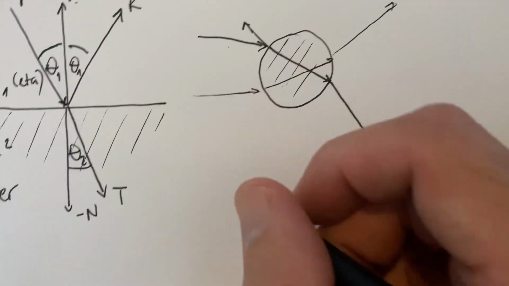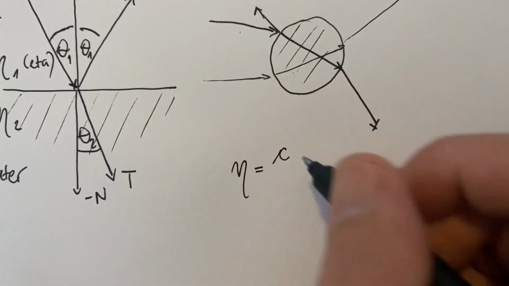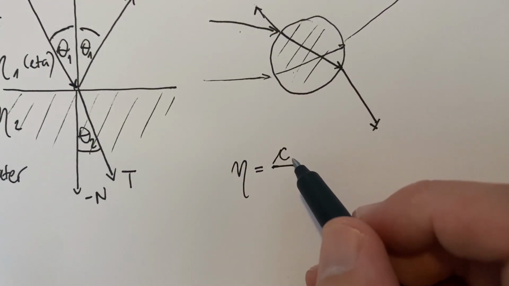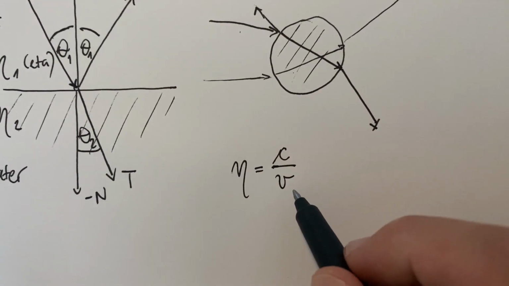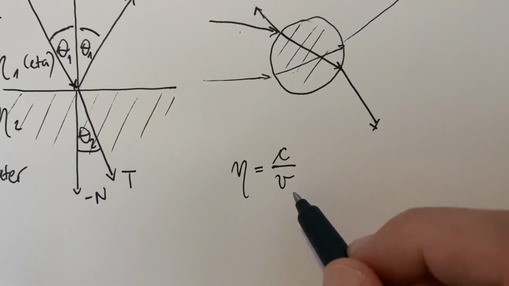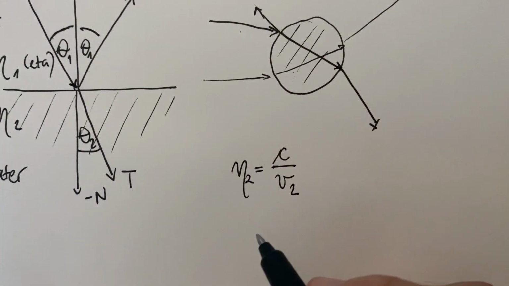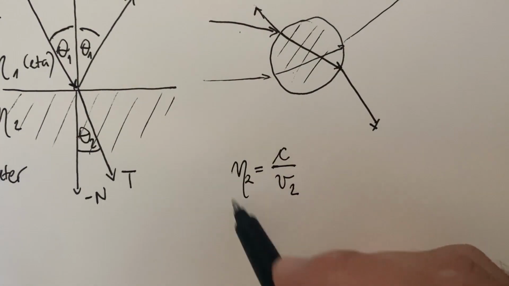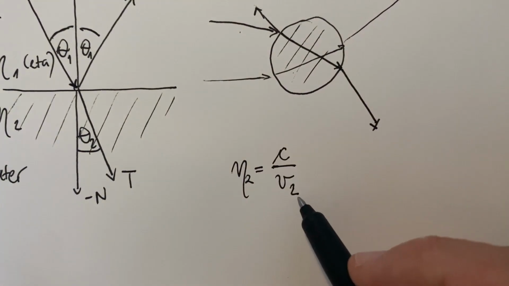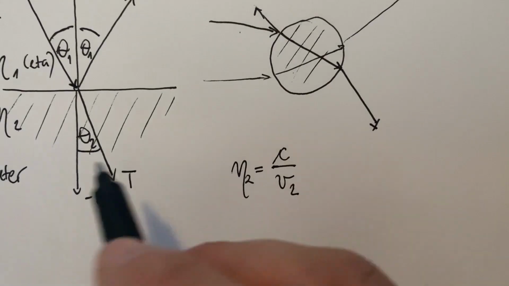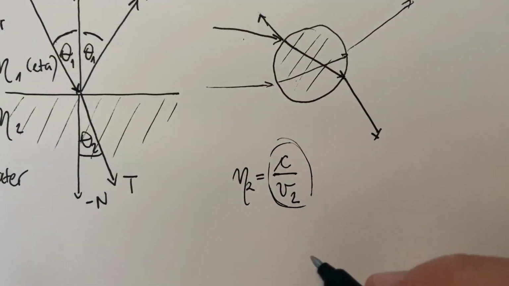In general, the refraction index eta is equal to the ratio between the speed of light in vacuum, which is labeled with C, you probably know that already from physics classes, and V, which is the speed of light in this specific medium. So if we are talking about eta 2, for example, it would be C divided by V2, the speed of the light in water. So it's the ratio between these two.